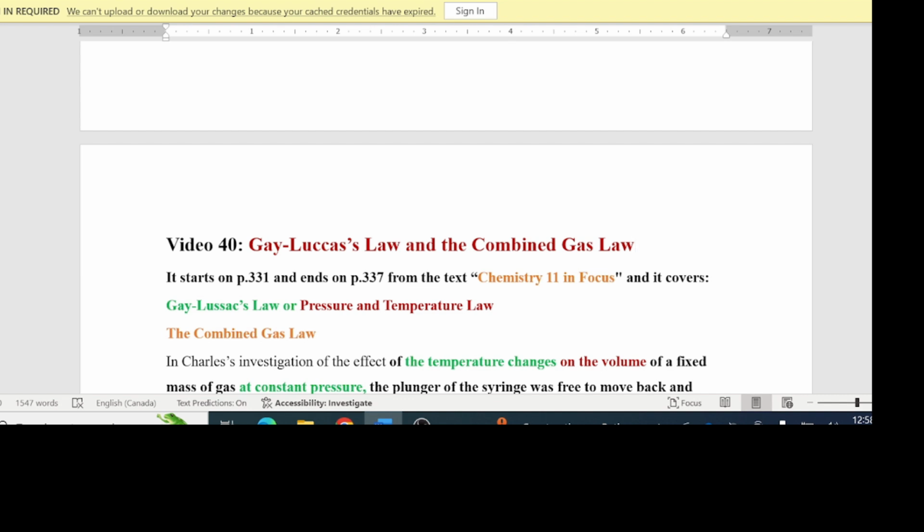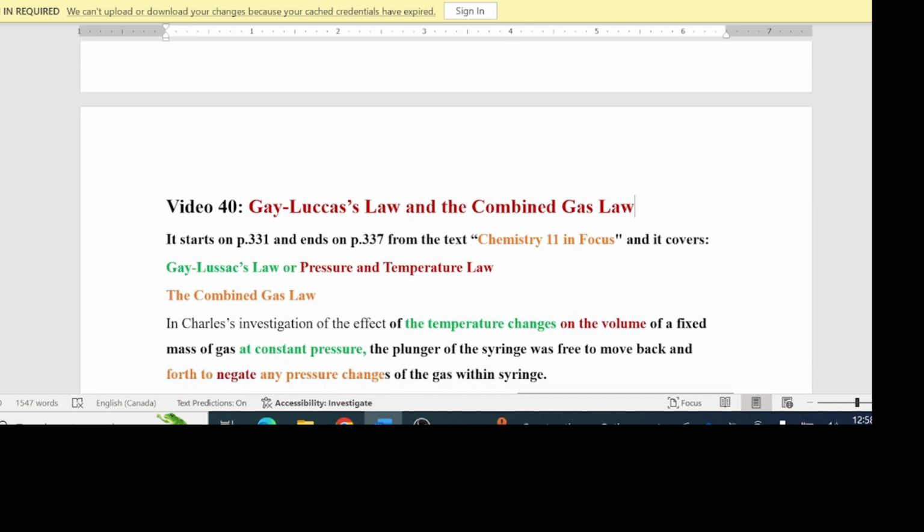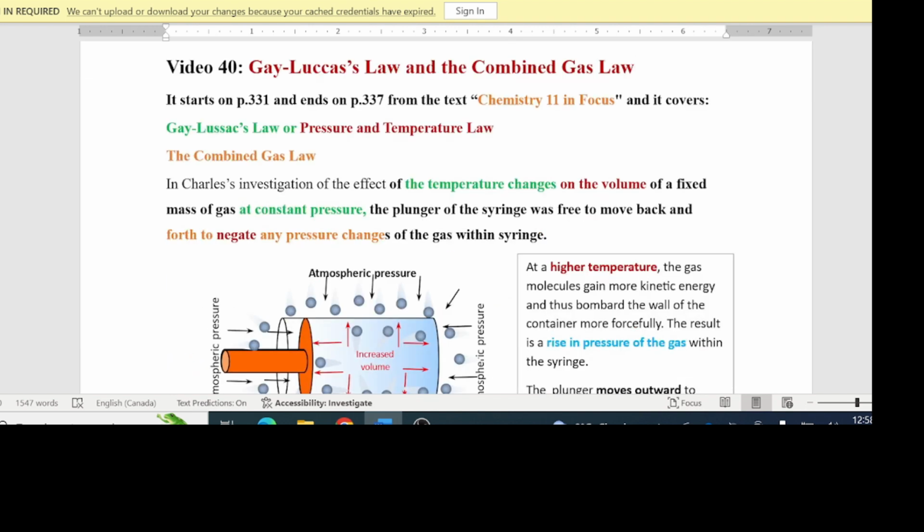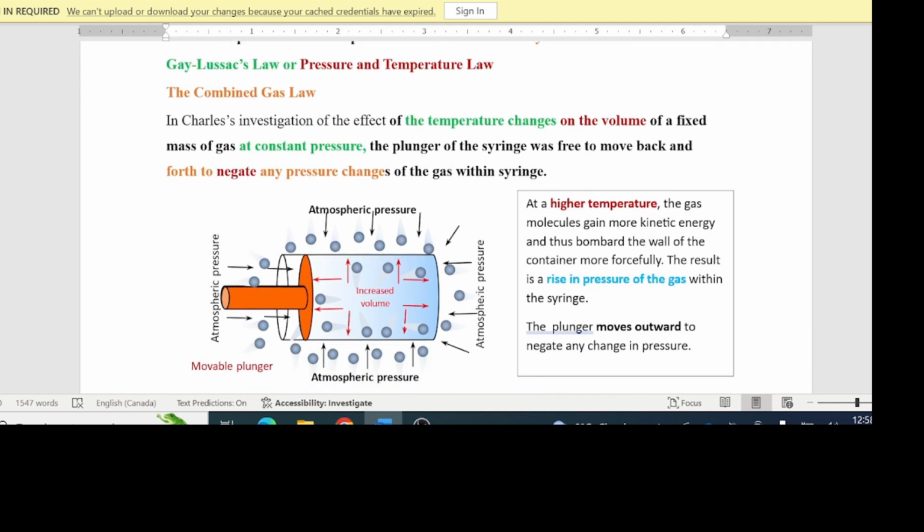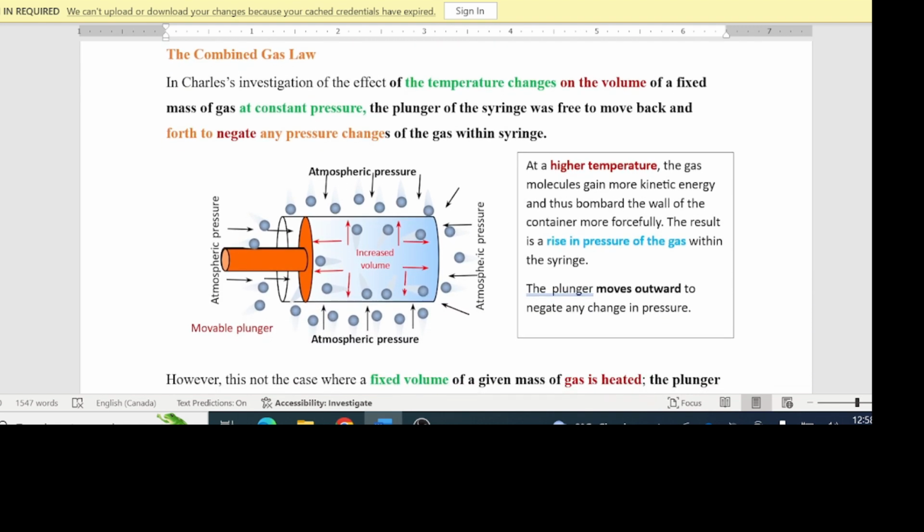of Jacques Charles on gases. We'll just quickly go through that so we can compare that with what we'll be doing today. In Charles's investigation of the effect of temperature changes on the volume of a fixed mass of gas at constant pressure, the plunger of the syringe was free to move back and forth to negate any pressure changes of the gas within the syringe.